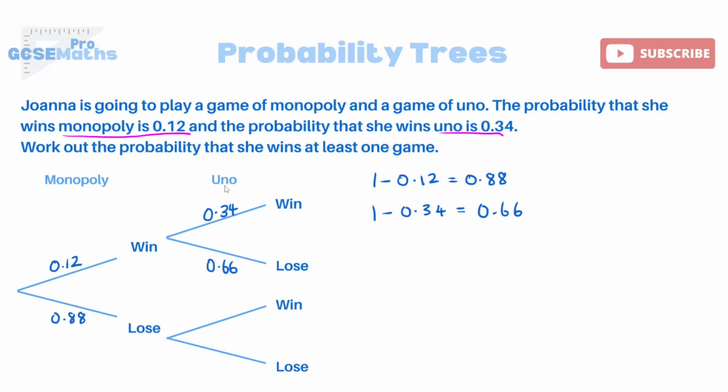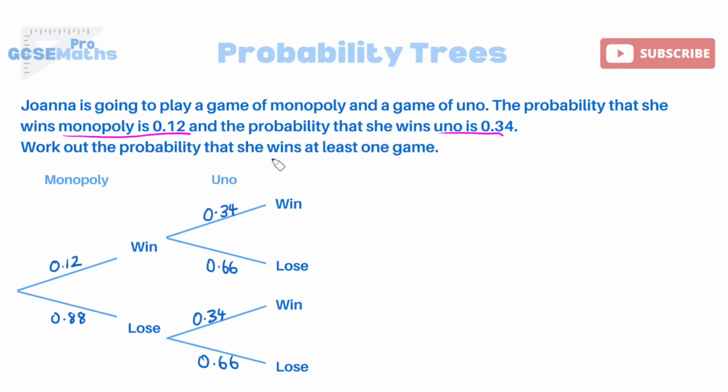They're not related. So the chances of winning Uno, even if she lost Monopoly, is still going to be 0.34, and therefore the chances of losing is still going to be 0.66. They do not impact or influence each other, do they? They're just two different games. So we filled out our tree. Now let's actually answer the question.